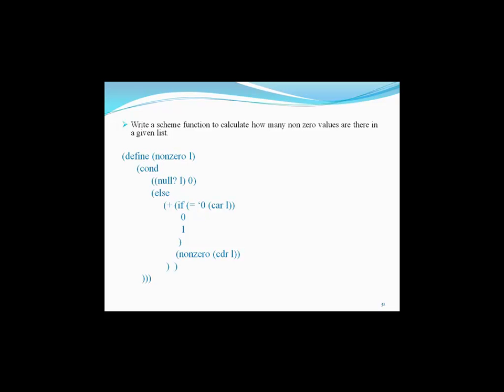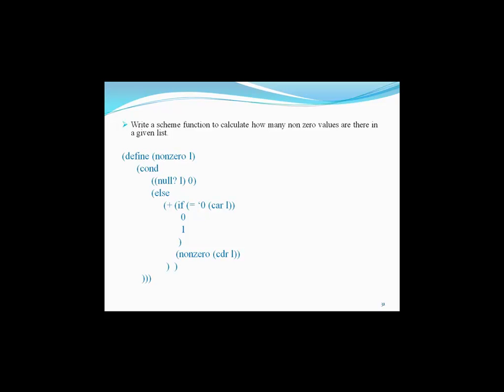First we are checking if the list is null. If the list is null, we are sending 0. Else, if the list is not null, we are going to an if statement and check if the car of L is equal to 0. If it is equal to 0, we will send 0, otherwise we are going to add 1.